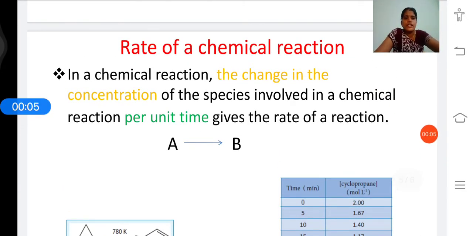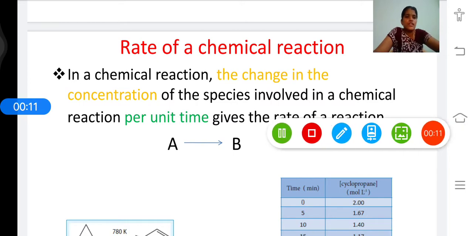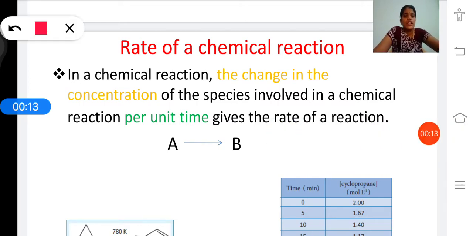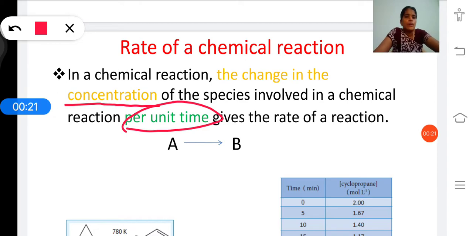Next, we will see the rate of a chemical reaction. In a chemical reaction, the change in the concentrations of the species involved, per unit time, gives the rate of the reaction. Here, the very important points are concentration and per unit time. Per unit time means 1 minute, 1 second, or 1 year.